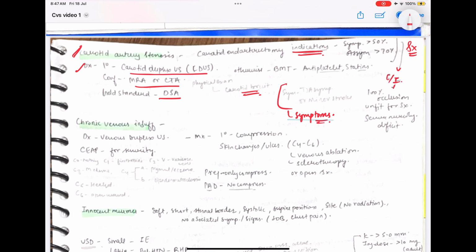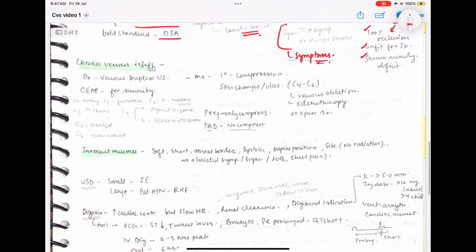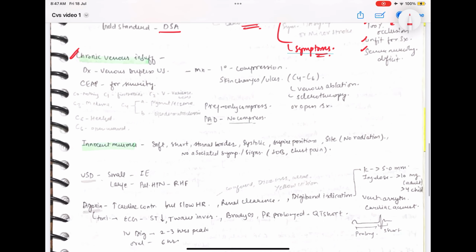Then for the symptoms, yes, this is important, that the patient needs to have TIA symptoms or minor stroke symptoms. Now what are the contraindications to surgery? If there is 100% occlusion, if the patient is unfit for surgery, or if the patient is having severe neurological deficits.